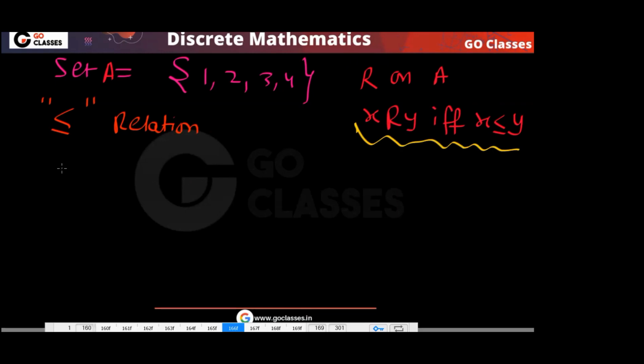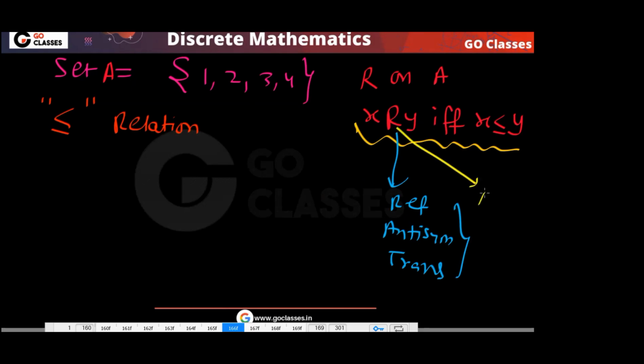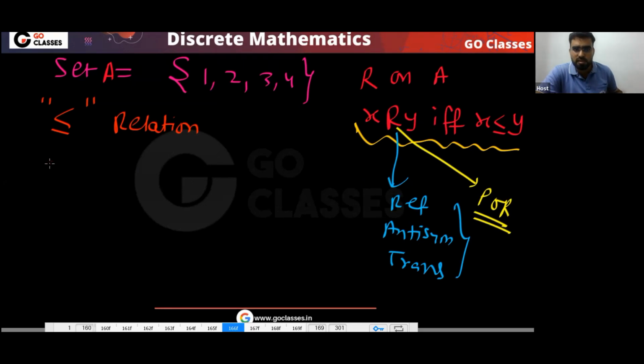You can clearly see this relation R is reflexive, antisymmetric, and transitive. Correct? So all these three properties hold, and from this I can say that this is a partial order relation. Now you can notice one thing: will this give you an order on these elements?